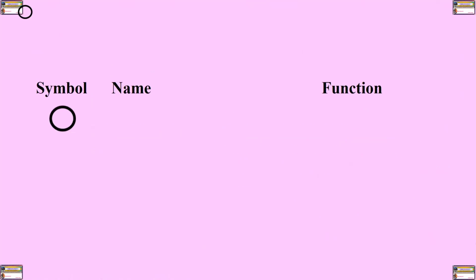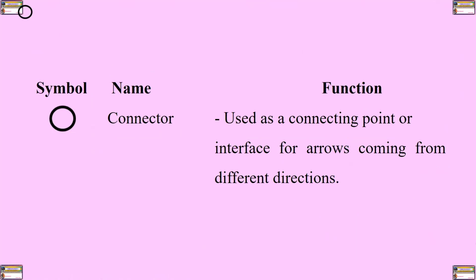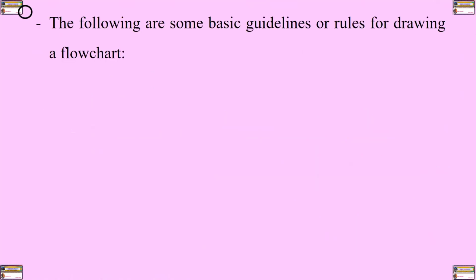Another symbol is the connector. The connector is used as a connecting point or interface for allowing arrows coming from different directions. The following are some basic rules or guidelines when you are doing a flowchart.